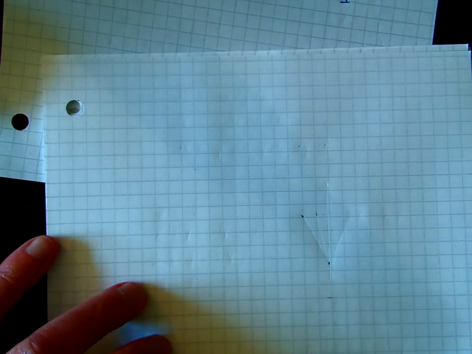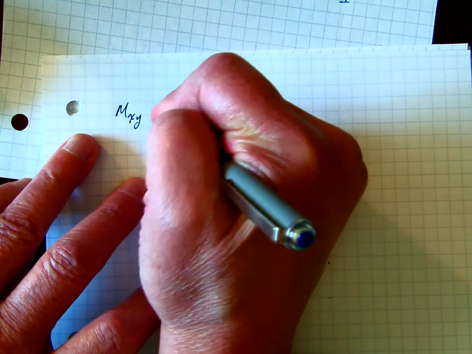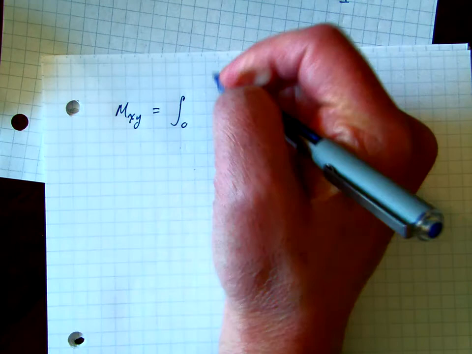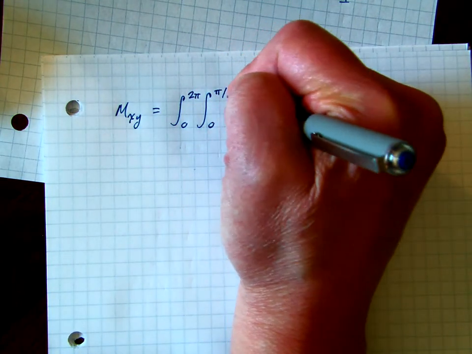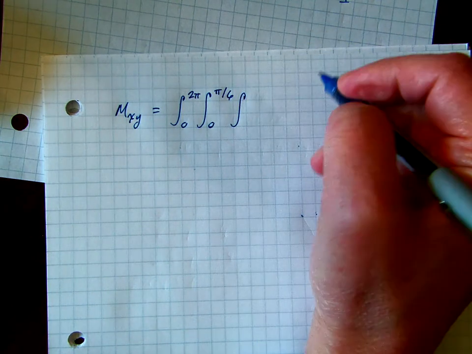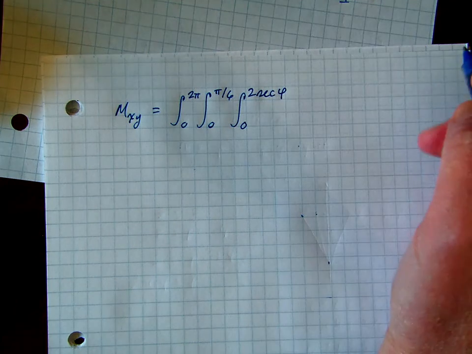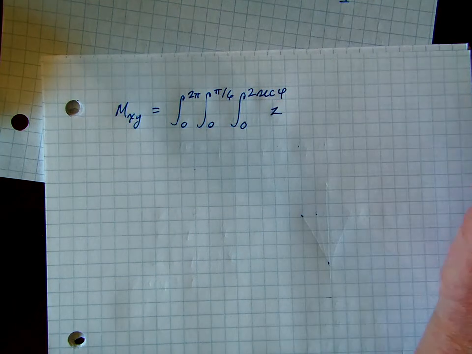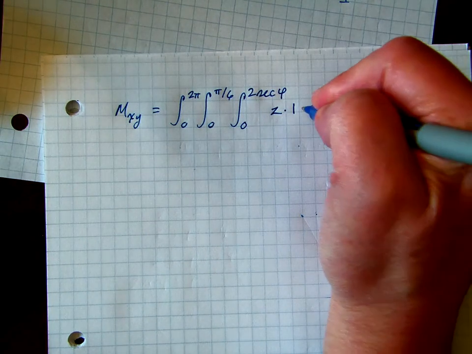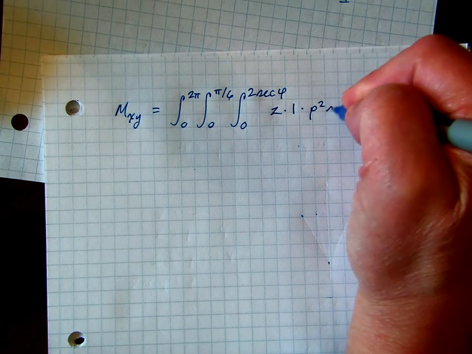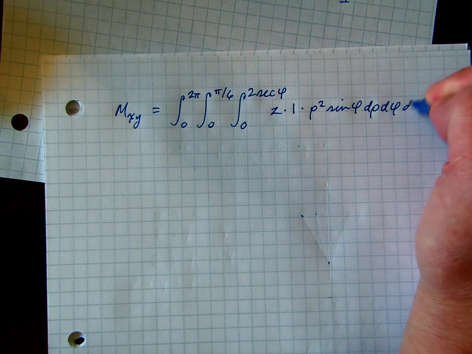Using the limits of integration that we came up with, we can say that mxy is going to be the integral from 0 to 2 pi, that's for theta, 0 to pi over 6, that's for phi, and 0 to secant phi. Then we have z, which we're integrating. Our density is 1, and then dv. Remember dv? dv is a real treat. Rho squared, sine phi, d rho, d phi, d theta.